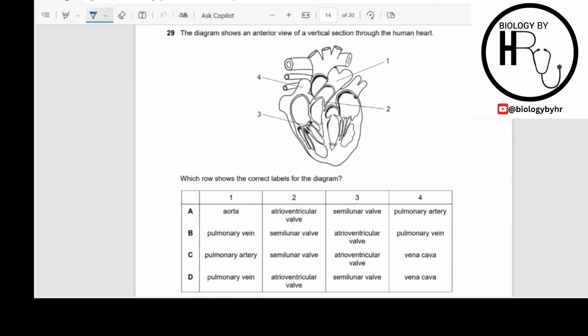Question number 29 says that the diagram shows an interior view of a vertical section through the human heart. Which row shows the correct labels for the diagram? So first of all, let us quickly label the whole diagram of the heart. We know that this part over here is the aorta. This, which is structure 4, is basically indicating the vena cava.